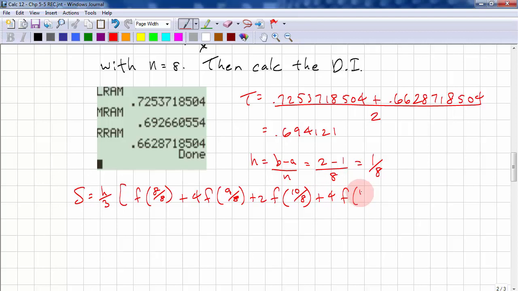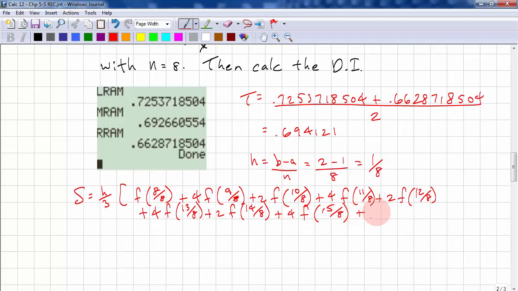4f of 11 over 8 plus 2f of 12 over 8. And I'm not simplifying it here because we wanted to see the progression. Plus 4f of 13 over 8 plus 2f of 14 over 8 plus 4f of 15 over 8 and plus f of 16 over 8.